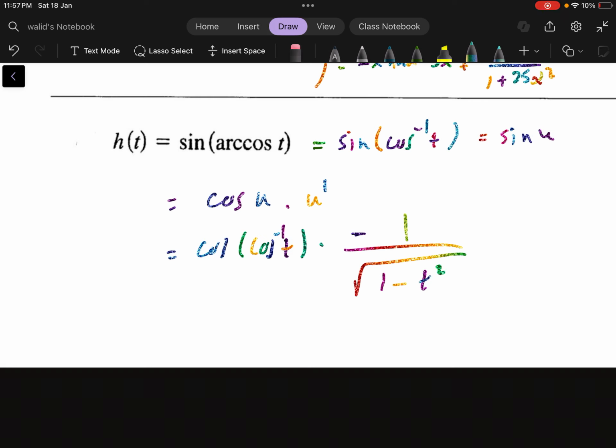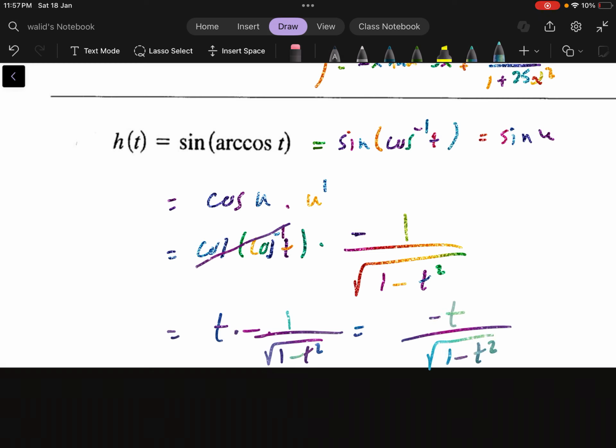I would like to tell you something about cosine and cosine inverse. They cancel each other. So cosine followed by cosine inverse, they are opposite of each other, so they cancel each other. So the answer is t times negative 1 over square root 1 minus t square. Could be simplified as negative t over square root 1 minus t square.